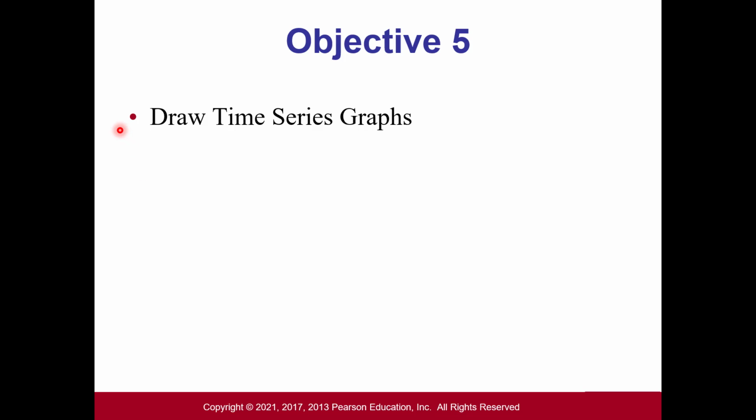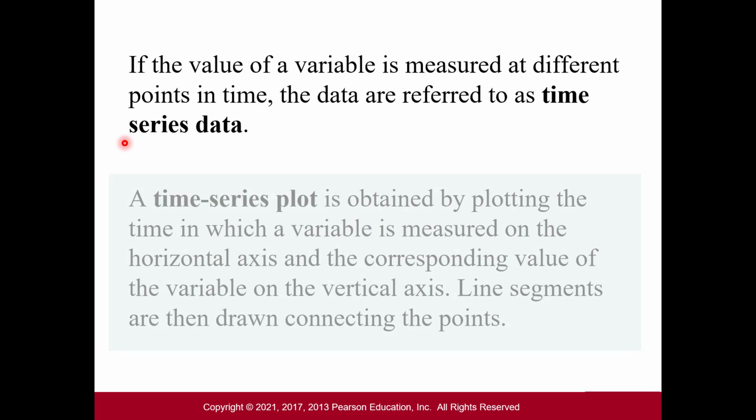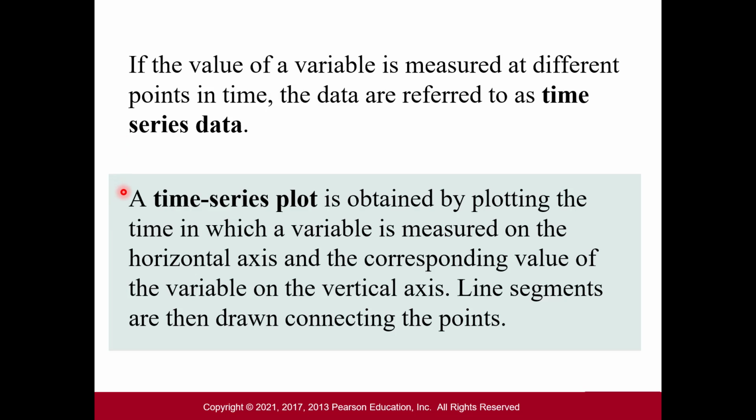So the last objective we're going to take a look at is drawing time series graphs. So if the value of a variable is measured at different points in time, then just because of that fact, the data is referred to as time series data. So a time series plot is obtained by plotting the time in which a variable is measured, and this is going to be on our horizontal axis, and the corresponding value of the variable is on our vertical axis. And then we're going to use line segments to connect points.